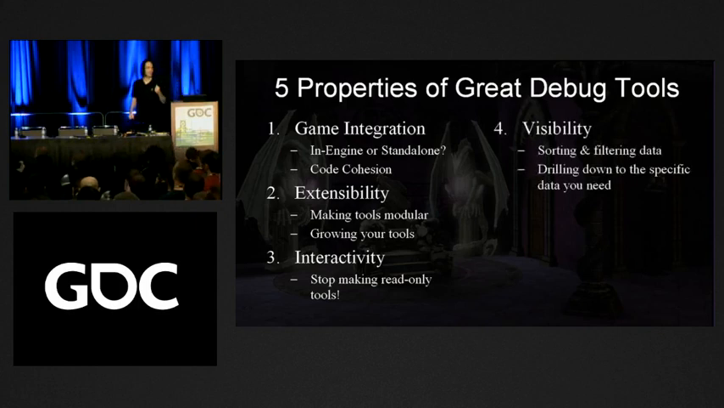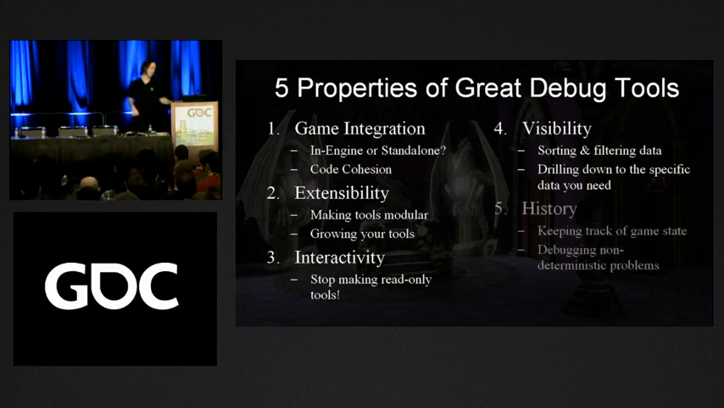QA will love you for that. Visualization: once we have all this data, we need the ability to sort it, look at different views, remove and add columns, and drill down to the thing that you need. That object right there is screwing you over, so you need to dig into that particular object. Those types of things. So visualization is incredibly important.